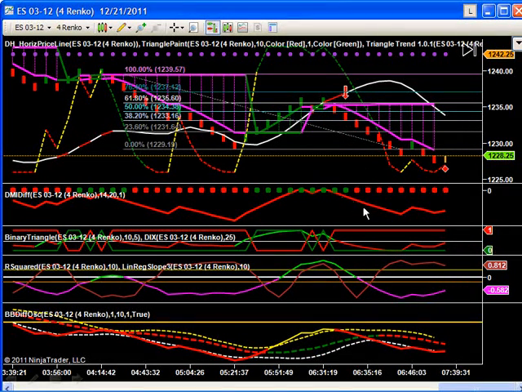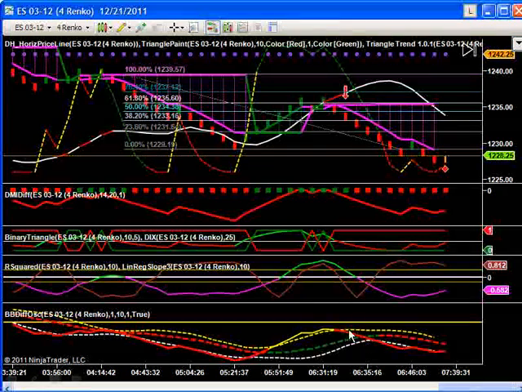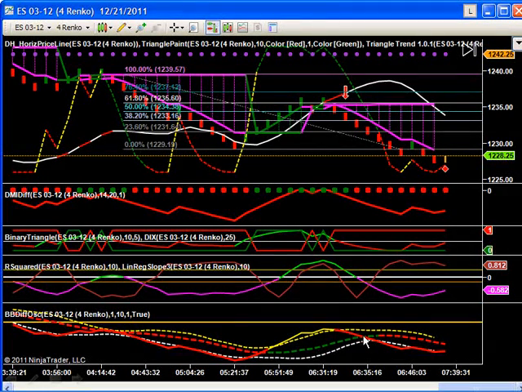The DMI differential was moving down here and was red. The DIX was moving down. There was a down binary triangle formed here. The linear regression slope was moving down right in here, and the Bollinger Band differential oscillator was below its zero line and was moving down through the Bollinger Bands right here.